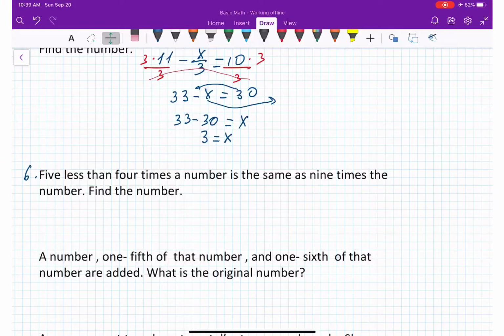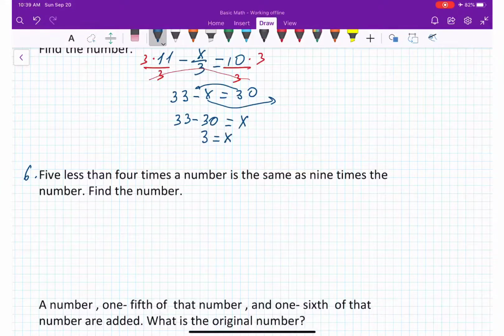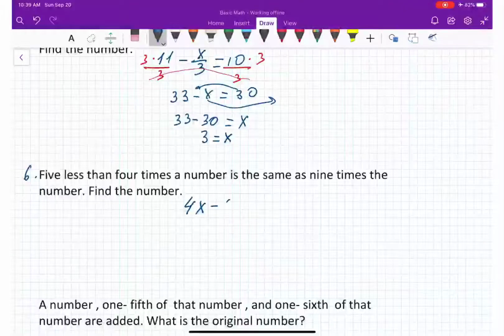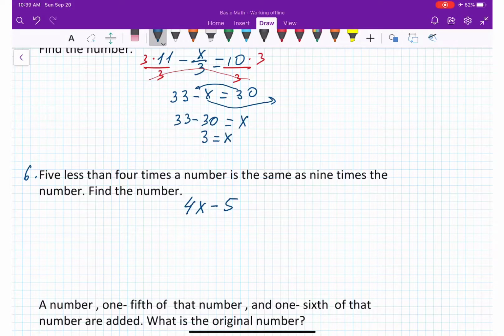5 less than 4 times a number. So the number is x, 4 times and less 5 is the same as, meaning equal sign, 9 times the number. There we go. Find the number, what it's going to be.